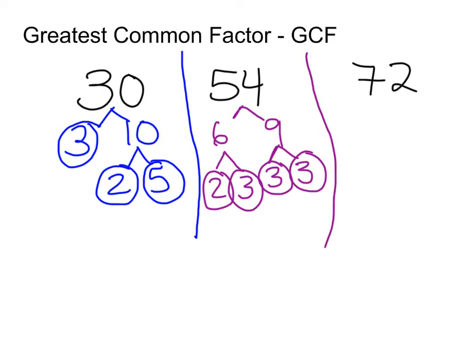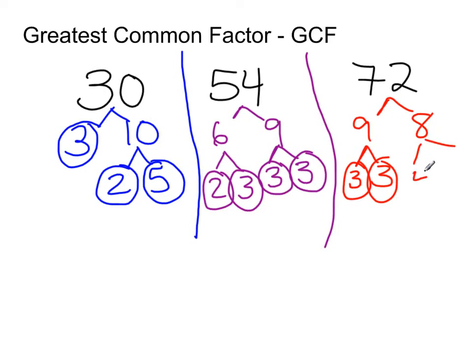And last but not least, we have 72, which can break down into 9 and 8. Or you could do 2 into it, or any other combination you come up with. 9 isn't prime, it breaks down to 3 and 3. 3 is prime. 8 can break down to 2 and 4. 2 is prime, so that's the end of the road there. 4 breaks down to 2 and 2.